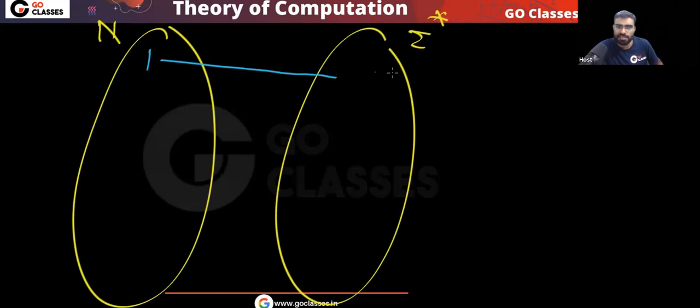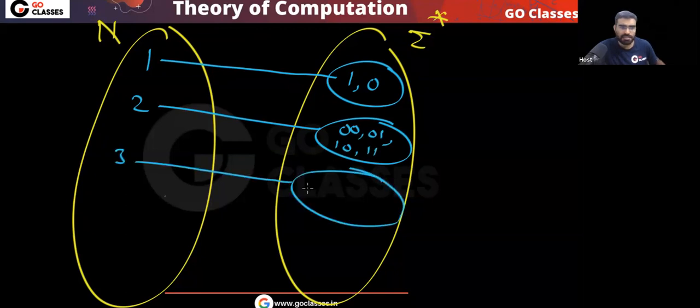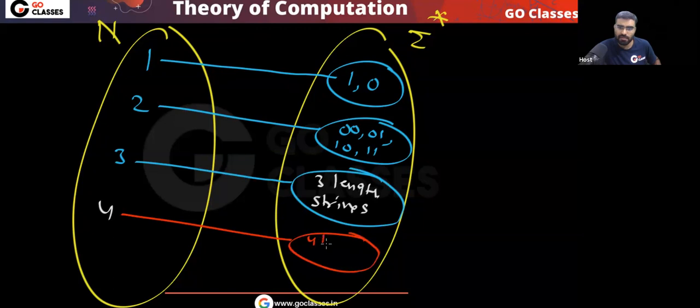Just assign 1 length strings. To this 2, assign 2 length strings. To this 3, assign 3 length strings. To this 4, what will you assign? Assign 4 length strings. And so on. Did we cover every element? No, epsilon is not covered. So put it here, no problem.